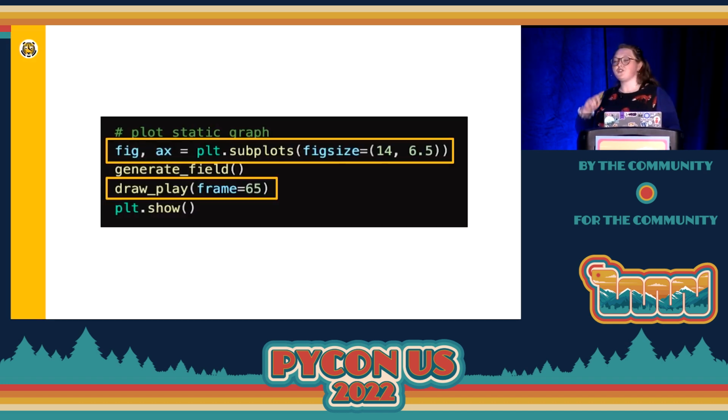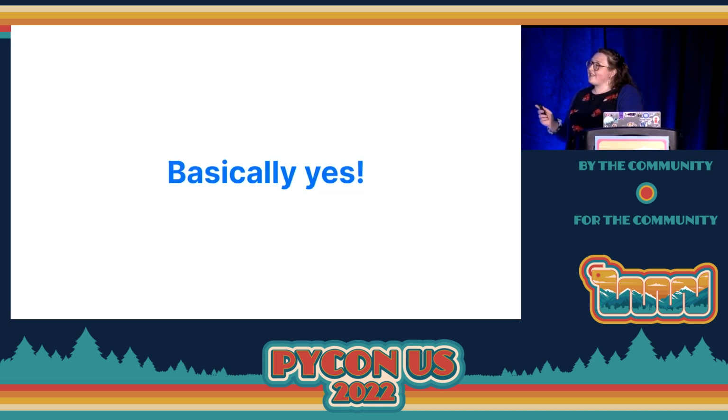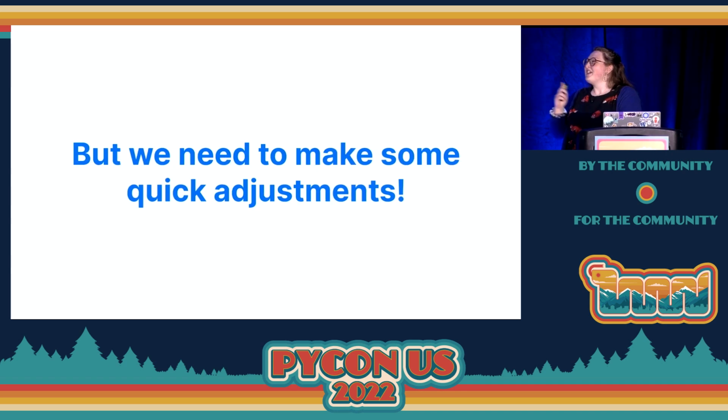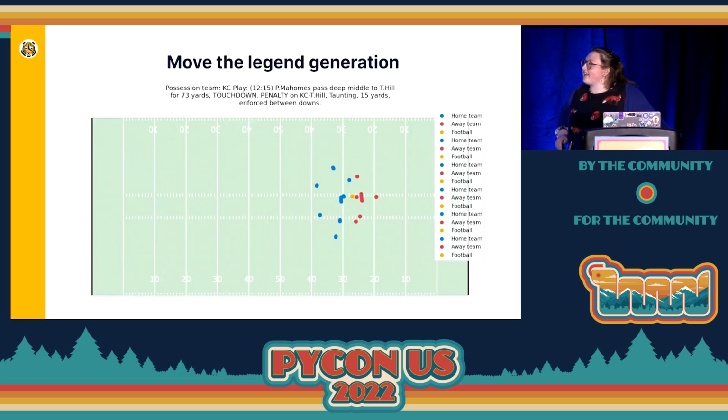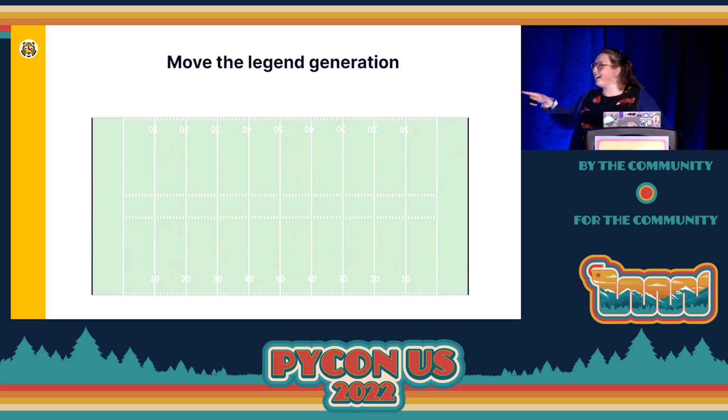And so we have the two requirements. Well, now the next question is, can I just throw it into the FuncAnimation function and we're good? And the answer is basically yes, but we need to do just a few quick adjustments to make sure that it works. So one thing is that if we were to animate our drawPlay function as it is right now, where I plot the figures on the field, create the legend, create the title, we would get something like this. Not ideal. This is not exactly what we want.